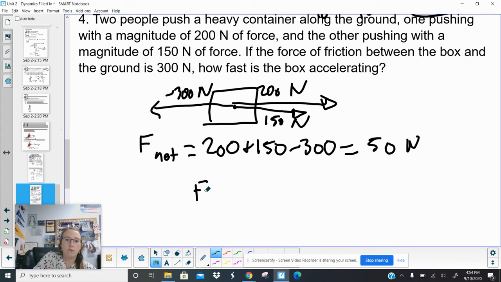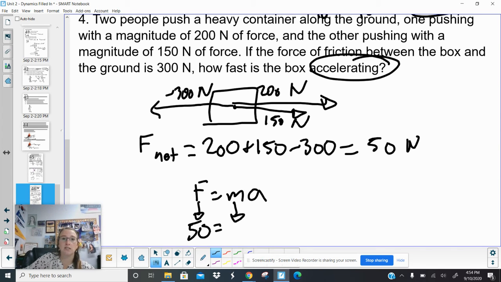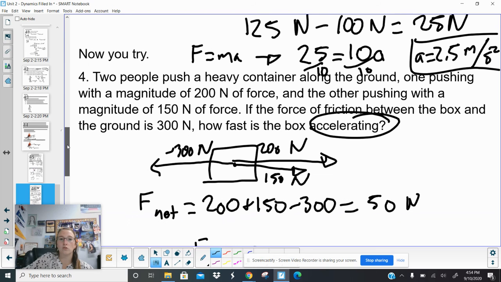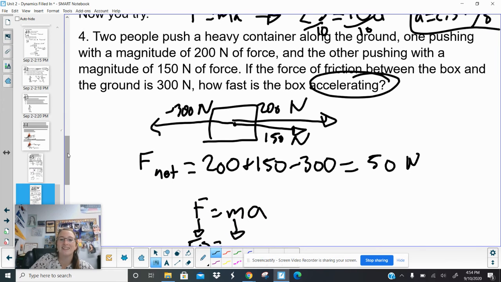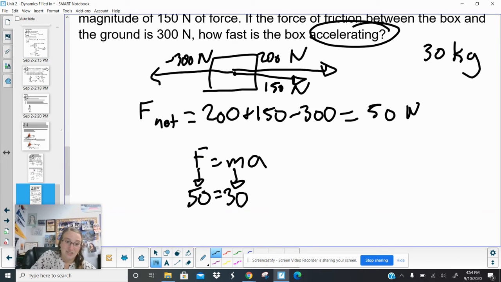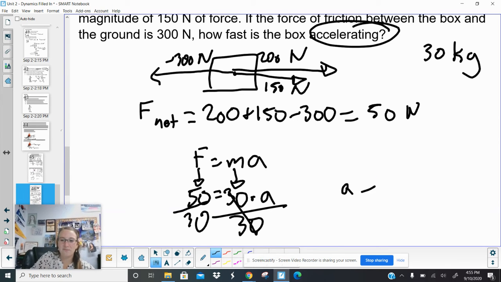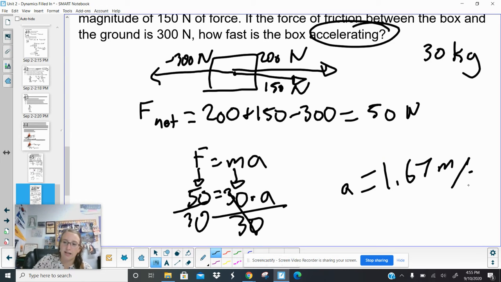yeah? So F equals ma. If I'm trying to find acceleration, my net force goes there. My mass, which is, whoops, I need to describe the heavy container here. Let's say this container is 30 kilograms. You might have paused the video and then realized you couldn't do it. 30 times acceleration, divide by 30, divide by 30. It is accelerating 5 divided by 3, 1.67 meters per second squared.